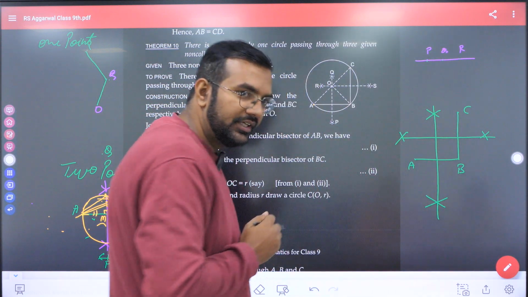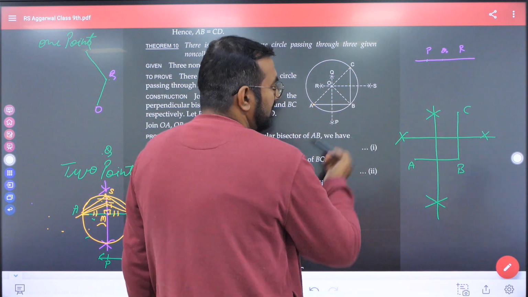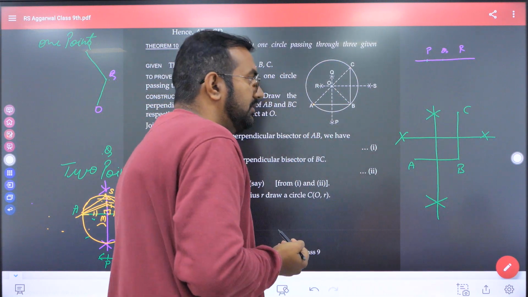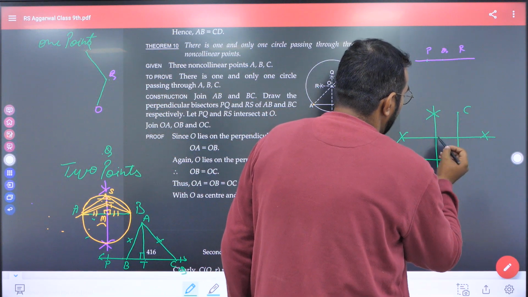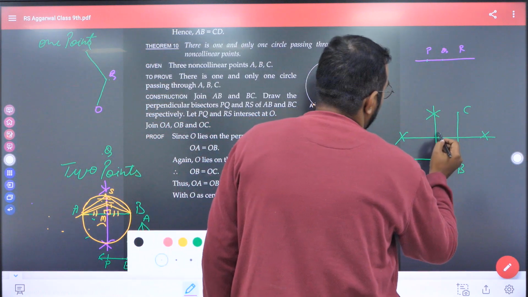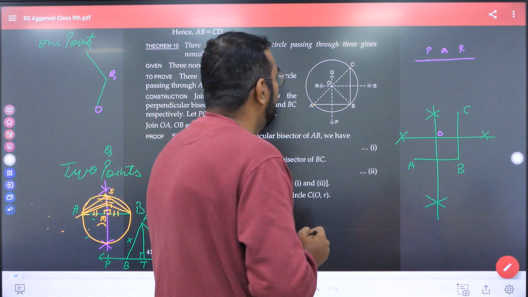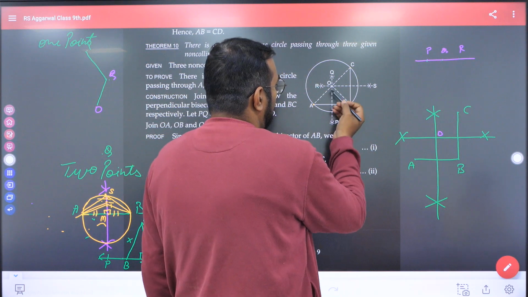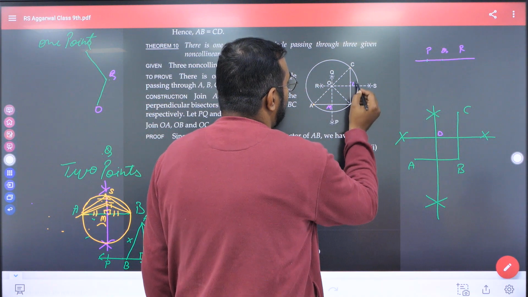As you can see here, PQ is the perpendicular bisector of AB and RS is the perpendicular bisector of BC. And as you can see, these perpendicular bisectors are meeting at a point O. Now suppose this point's name is M and this point's name is T.